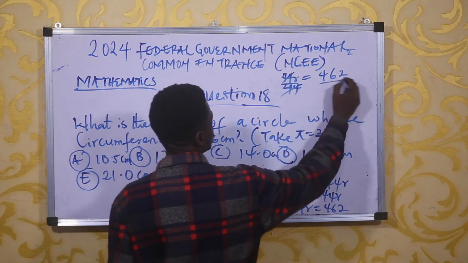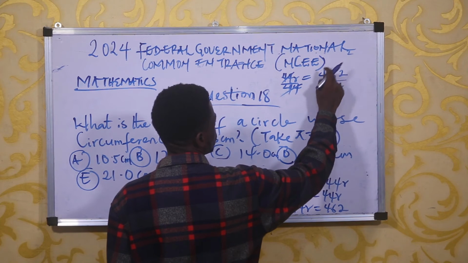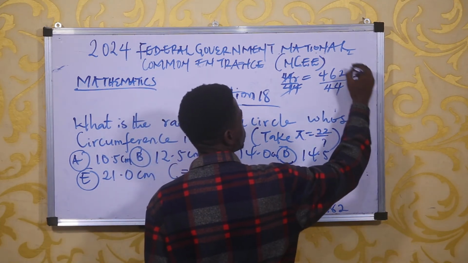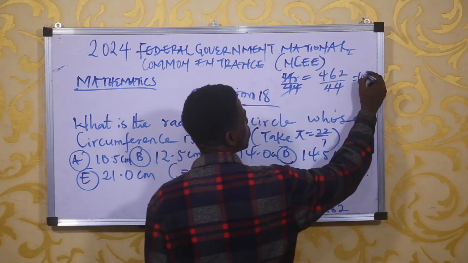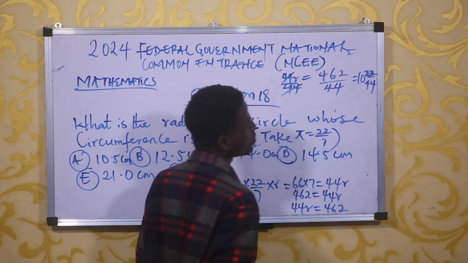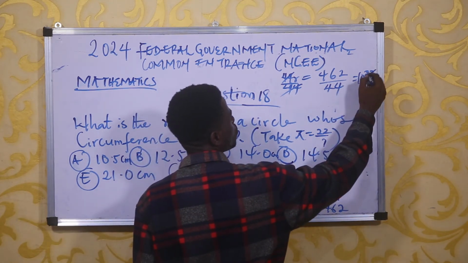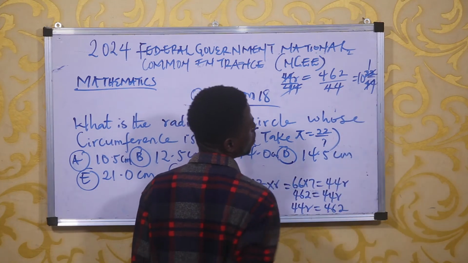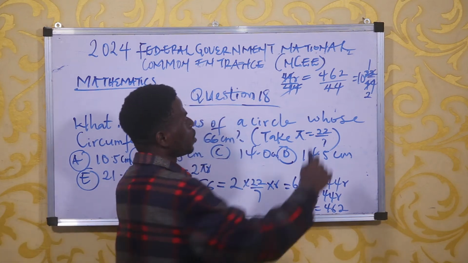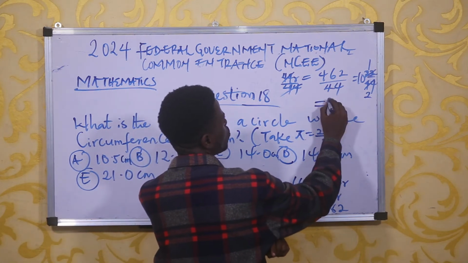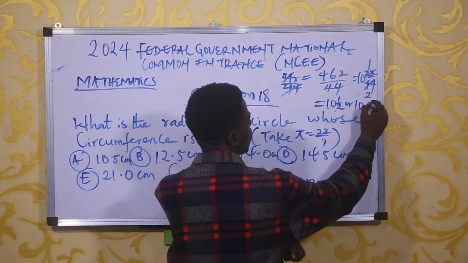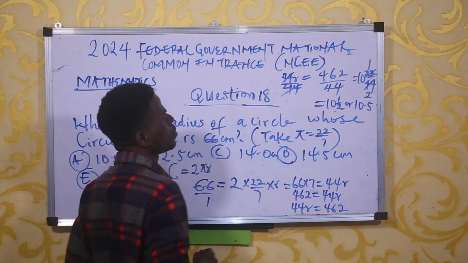44 comes to 44. This one divided by 44 as well. So this one divided by 44 will give us 10, then remainder 22 over 44. Take note of that. This is 22. So in this place here, we have 22, and 22 in 44 is 2, because 22 plus 22 will give us 44. So our answer is 10 whole number 1/2, or 10.5, because 1/2 is 0.5.